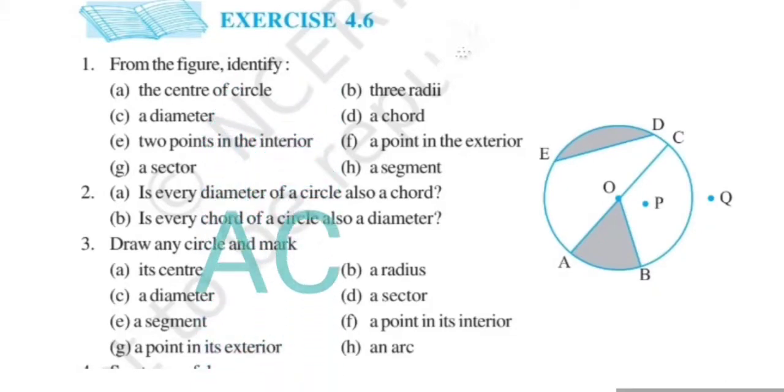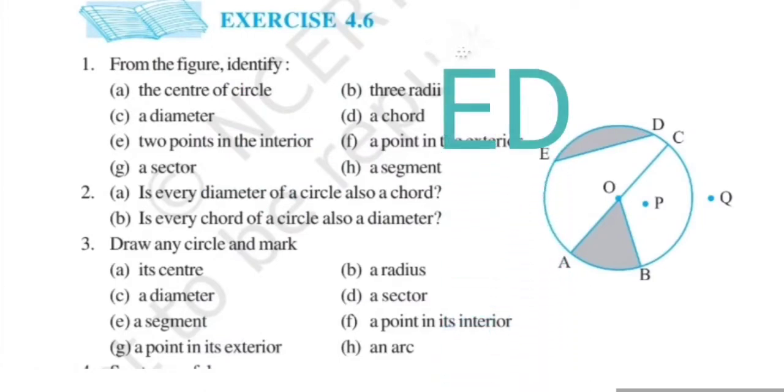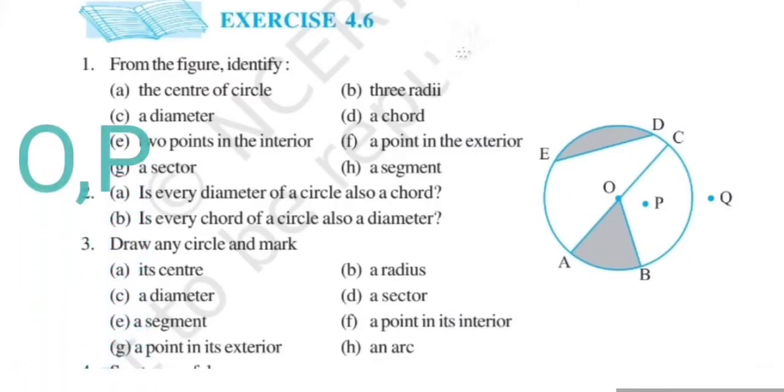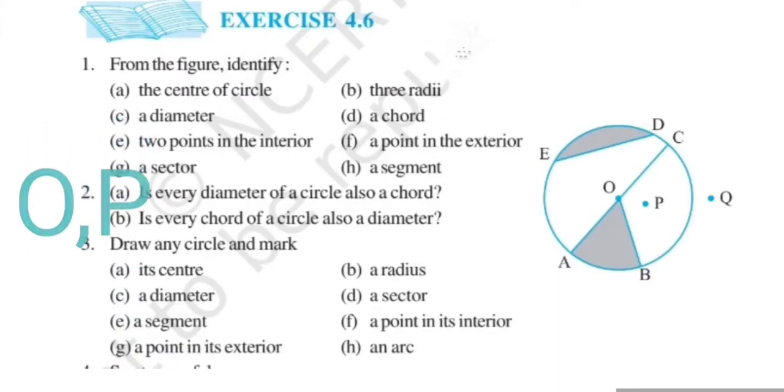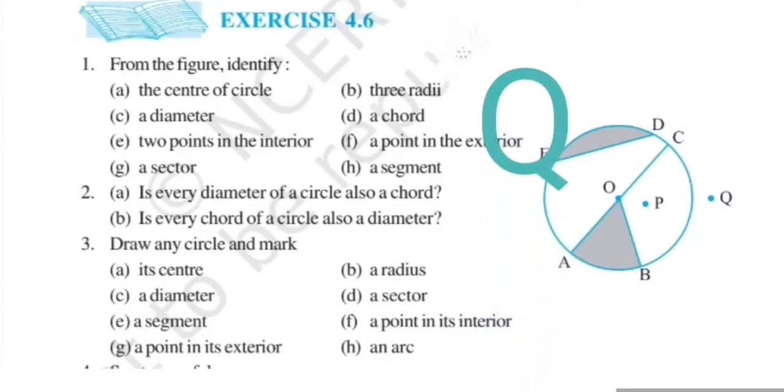Next one is a chord. Where is the chord? This ED. ED is a chord. Now interior points. So which points are inside of this circle? Point O and point P. Next, exterior point. Any point outside of the circle? Yes, Q. So answer is Q.